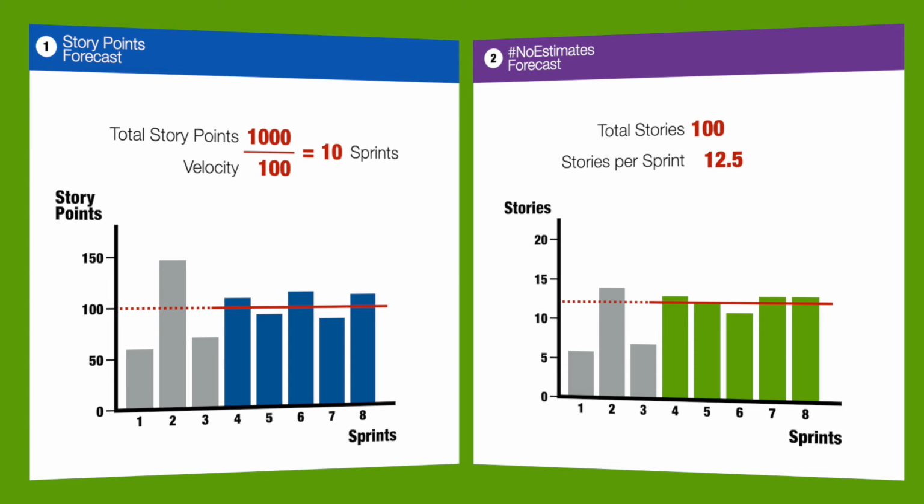Let's say there are 100 stories in the backlog. Divide one number by the other, giving us a forecast of 8 sprints, 16 weeks if we're doing 2-week sprints. That's different to the story points forecast, which shouldn't come as a surprise. We have, after all, removed a lot of information.